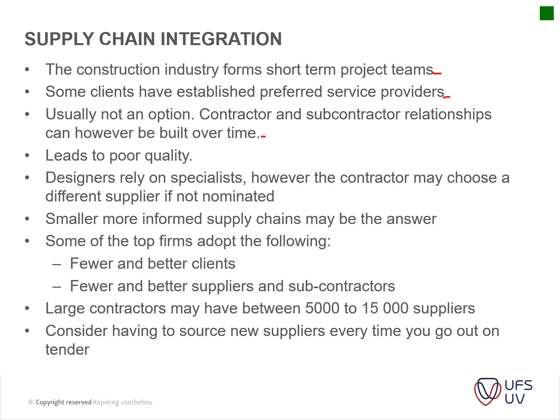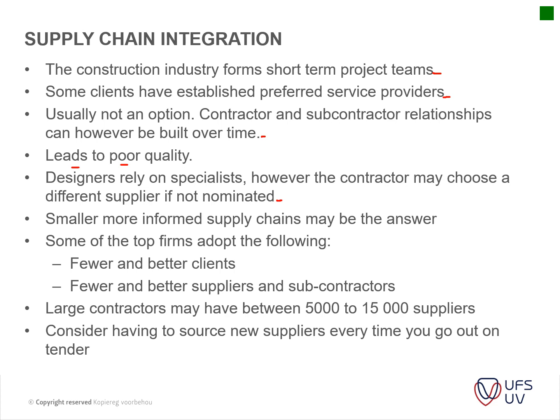If, for instance, you've got a nominated subcontractor from the client side, you cannot choose anyone else, or if an architect specifies a specific item to be installed. Then you've got lead times and poor quality, which also influence the relationship in your supply chain. Designers rely on specialists, however the contractor may choose a different supplier if not nominated.